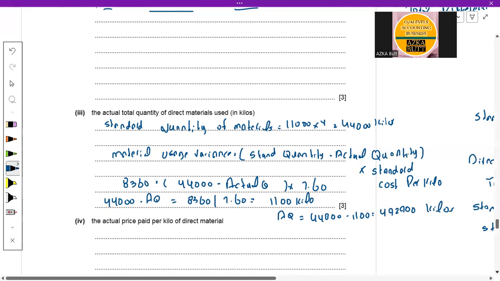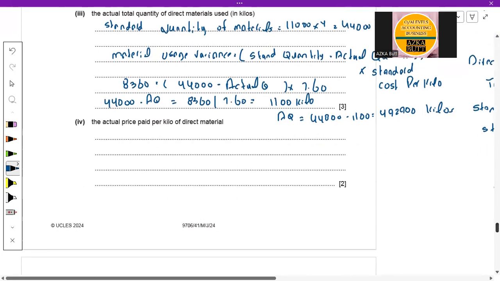Okay, and now we are going to see question number 4, the actual price paid per kilo of direct material. So to calculate the actual total quantity of direct material used in kilos, we will use the material usage variance formula. In step one, what is the usage variance? It reflects the difference between the standard quantity of materials that should have been used for the production and the actual quantity used. We have material usage variance, which is 8360 favorable.